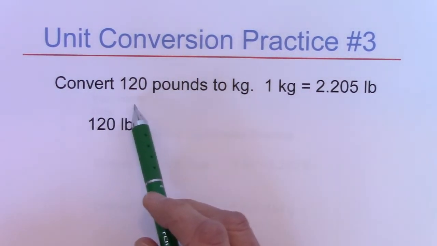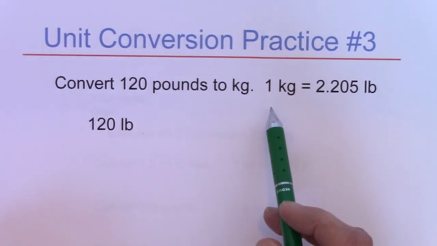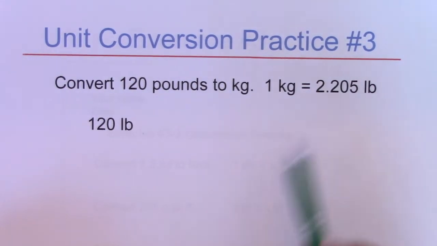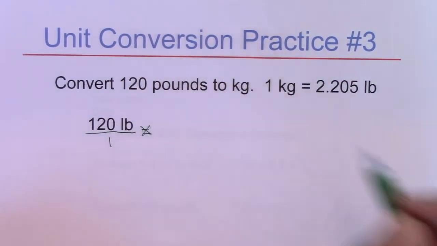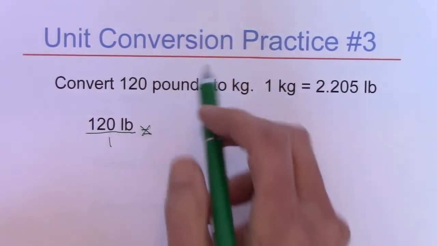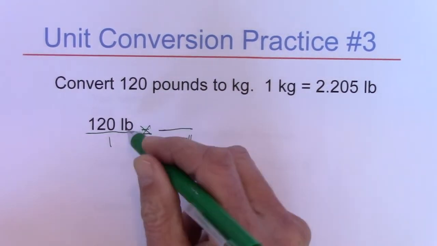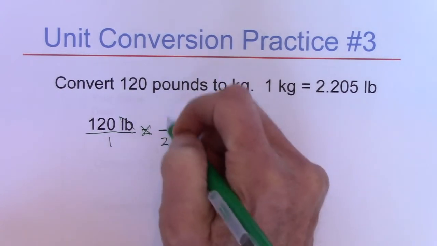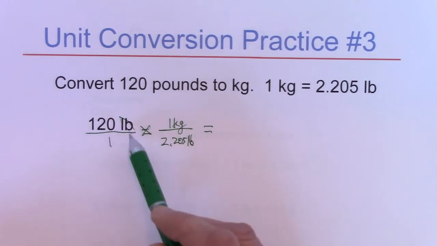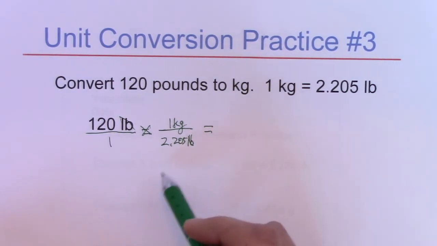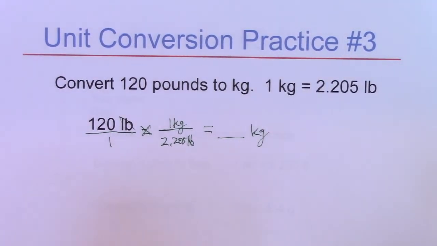We're going to convert 120 pounds to kilograms. 1 kilogram is 2.205 pounds. So 120 pounds, we're going to divide it by 1 equals, times. Let's see, we want to put pounds in the bottom, so it's going to be 2.205 pounds. So we can cancel the pounds, and we're going to put the kilograms in top, 1 kilogram. So again, we get out our calculator, we punch in 120 divided by 2.205, and we're going to get some number of kilograms. And we would have completed our conversion.